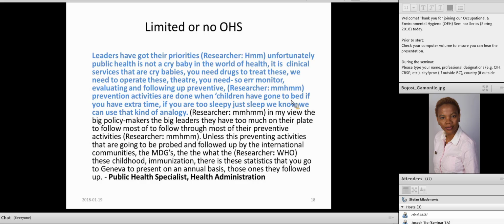This public health specialist says leaders have got their priorities, talking about policymakers. Unfortunately, public health is not a crybaby in the world of health. It is clinical services that are crybabies: you need drugs to treat this, we need to operate on these, theater, you need evaluating. Following up and preventative activities are done, he says, when the children have gone to bed, if you have extra time. If you're too sleepy, just sleep. We can use that kind of analogy when we're talking about public health.